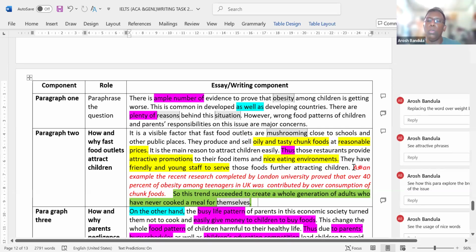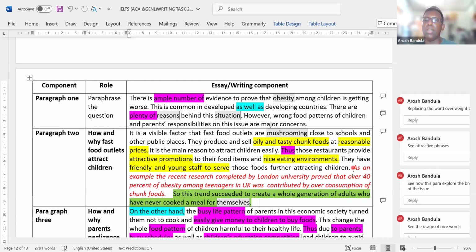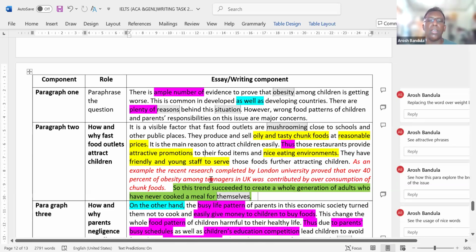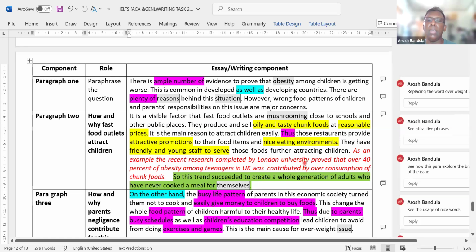Right. You see, I am writing an example. I am always telling my students that writing an example is very important. Don't forget that you write a minimum of one example. One example is enough. You see my example. As an example, the recent research completed by London University. Recent research.